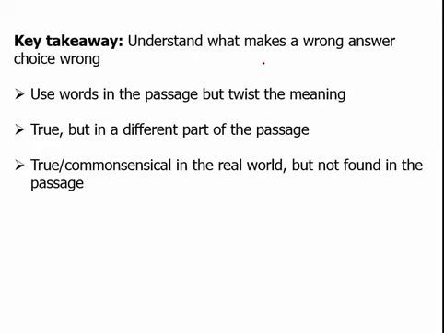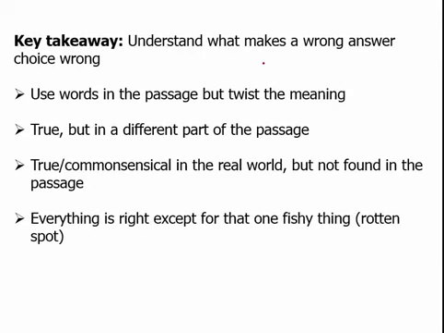Then, as far as true goes, we even have the broader: it's true, but it's not actually mentioned in the passage. It's almost commonsensical. It's a thing that most people know about the real world. And so we gravitate towards these answer choices, forgetting that our answer always has to be backed up with specific information in the passage. Another wrong answer trap is what I like to call the rotten spot.